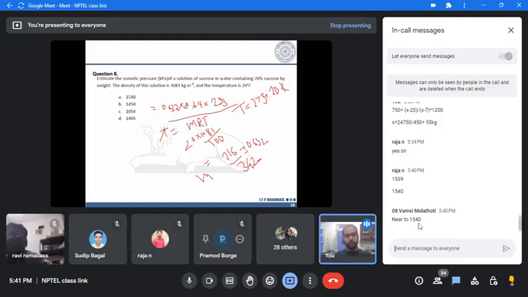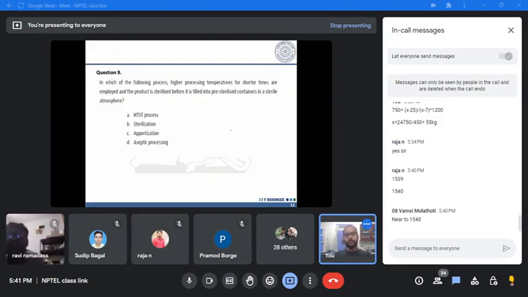Okay, so near to 1540. So the answer will be 1540. Okay, so this is the answer. This is a very basic question. I think you all know this.